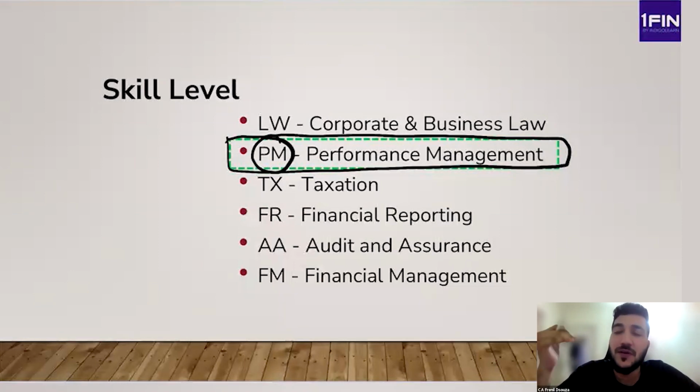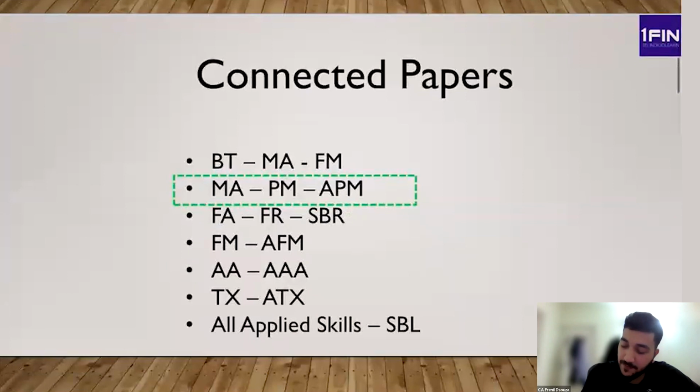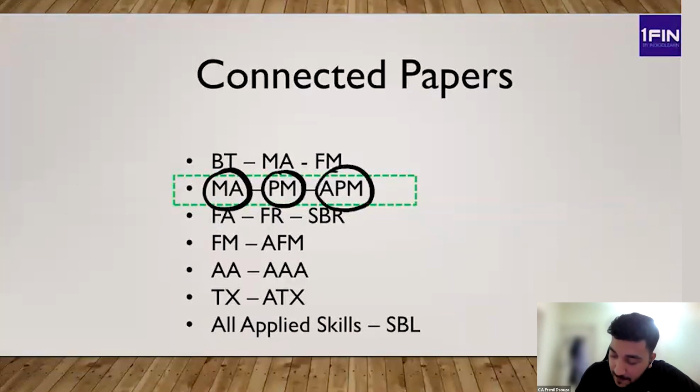Just like that, you can see this subject, which is performance management, which we are learning at the skill level, but it is there in the previous level as well as the next level, right? So if you look at it very carefully, it's called management accounting, then it is performance management, then it is APM at the P level. Okay, that is the professional level of examinations.